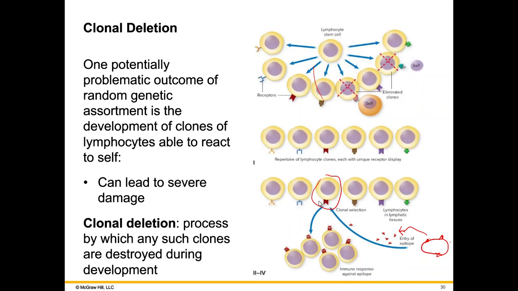clonal selection process, where we're going to mass proliferate a lot of those cells to mount an immune response quickly for that specific epitope.